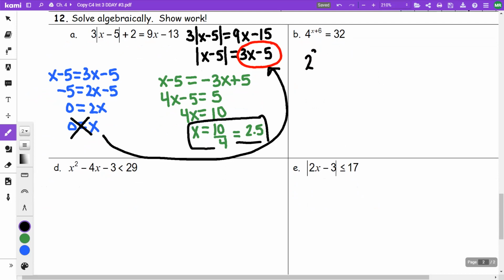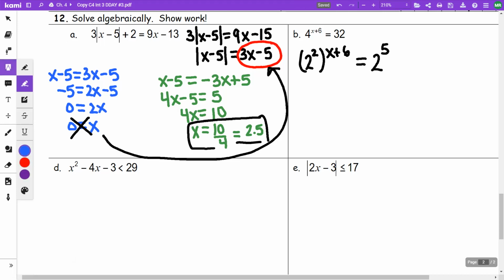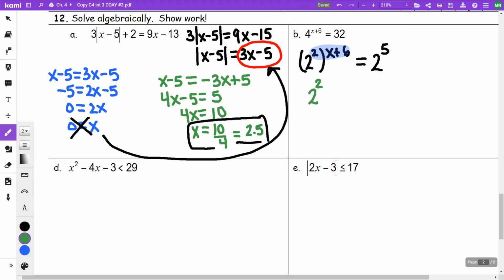Now my 4 is going to be a 2 squared, and that's raised to the x plus 6. My 32 is a 2 to the 5th. Now, when I have power to powers, like I do over here, they're going to multiply. So this is going to become 2 to the 2x plus 12. And the other side is a 2 to the 5th.